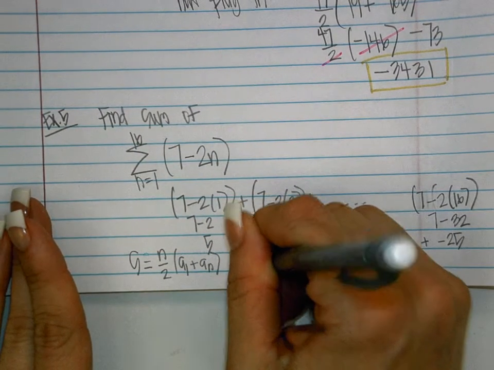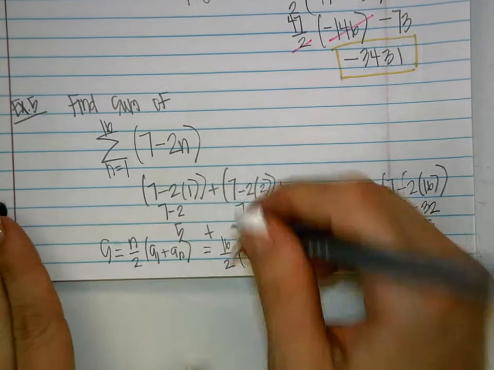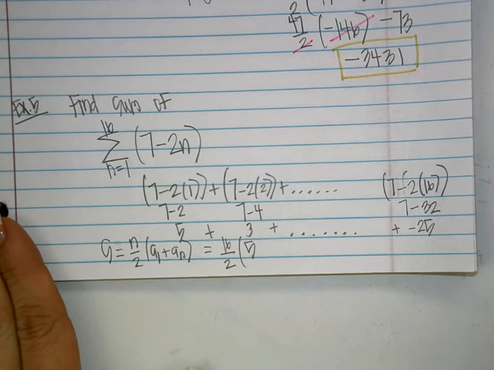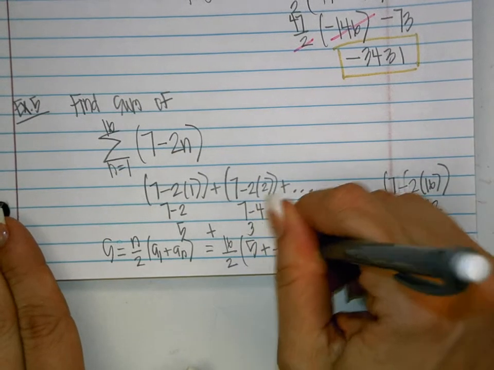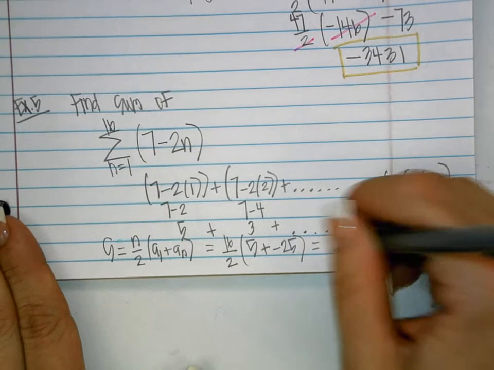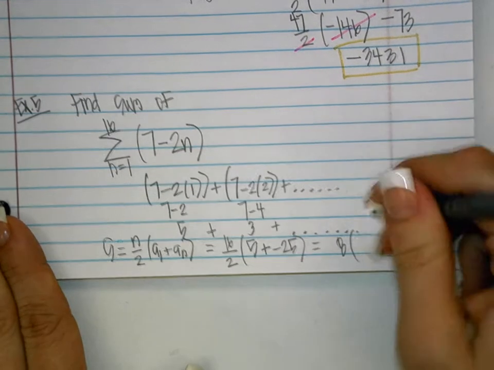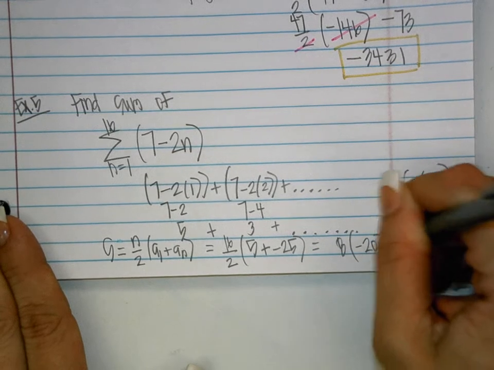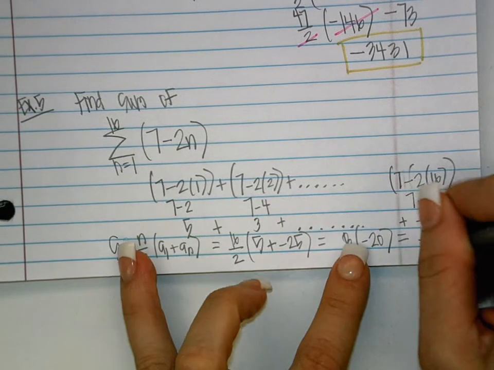Over 2 times what's your first term? 5. And what's your last term? Negative 25. And you can plug that in. 16 over 2 gives you 8 times 5 minus 25 is negative 20. So what's the sum if I add up all these numbers? Negative 160. That is your answer.